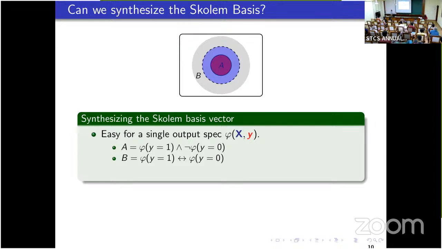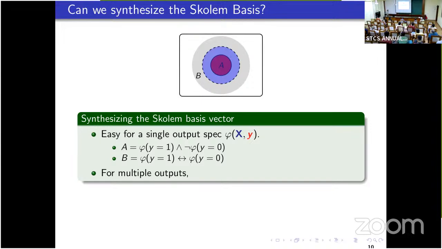And not only that, it's easy to see, right? We said every Skolem function is going to lie in this region. So in fact, A is one such Skolem function. So the moment I'm getting a basis, I'm also giving you a Skolem function for free. But not only that, I'm giving you a representation for all Skolem functions. Okay, so the single output case is solved.